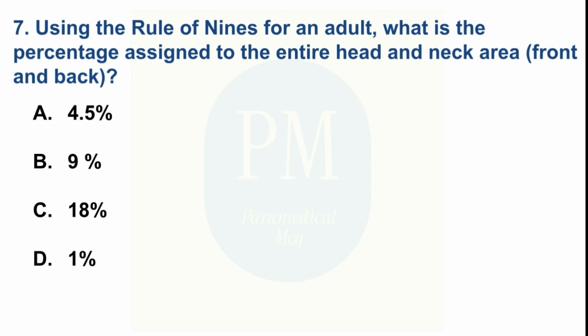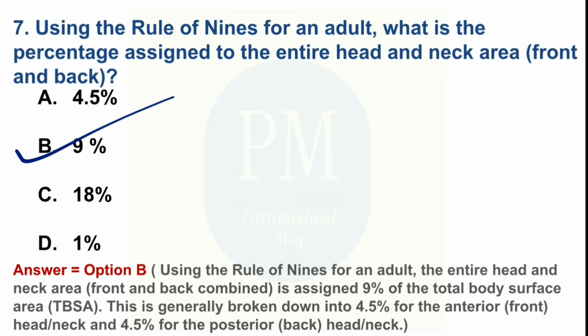Using the rule of nines for an adult, what is the percentage assigned to the entire head and neck area, front and back? Option A, 4.5%. Option B, 9%. Option C, 18%. Option D, 1%. The correct option is option B, 9%.